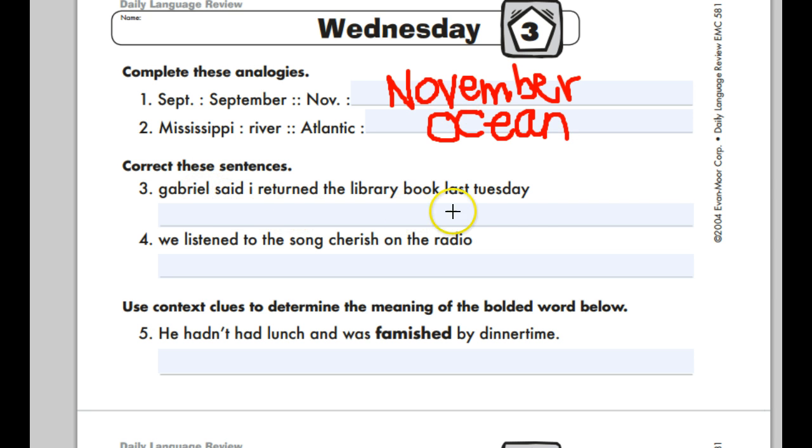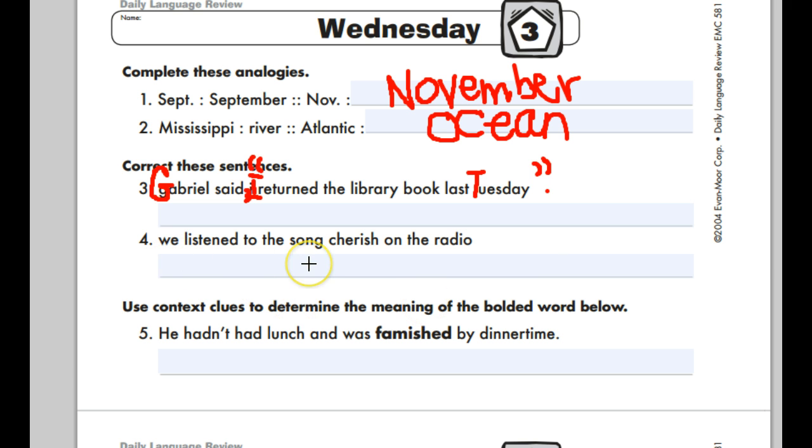Gabrielle said, I returned the library book last Tuesday. So capital G for Gabrielle. She said something. So this should also set off some alarms. Ooh, somebody said something. We may need talking marks or quotation marks. So this is what Gabrielle said. Comma. You always put a comma in between what they said and who said it. We put the quotation marks around everything they said. Gabrielle said, comma, quotation marks, I, capital I, returned the library book last Tuesday, capital T, period. Wow, that was a lot in that sentence.